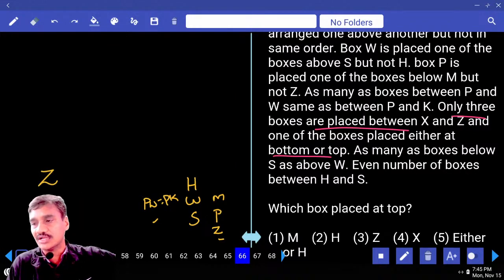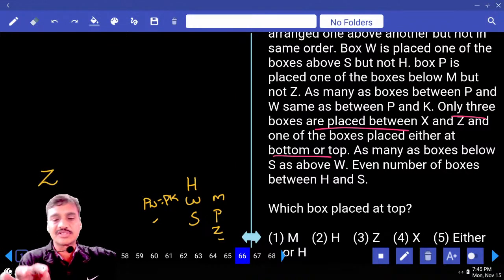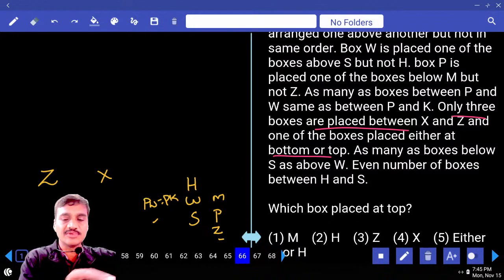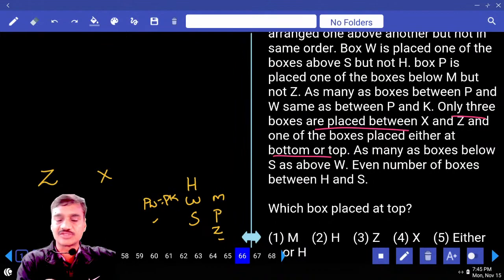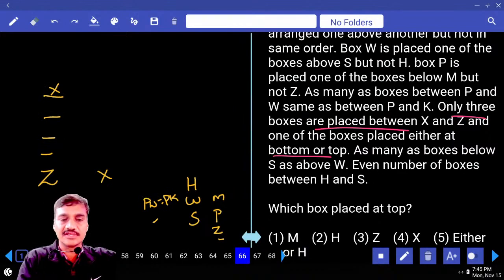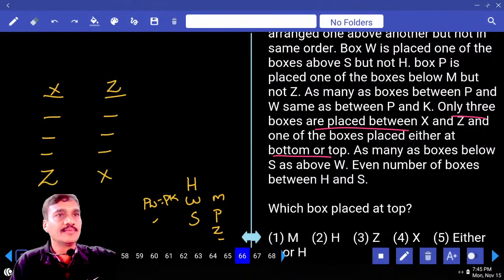Either Z is at the bottom or X can be at the bottom. Isn't it? Now in the first case I have taken Z is at the bottom or X is at the bottom. If Z is at the bottom here, now in between Z and X, how many are there? There are 3 boxes. 1, 2, 3. Now this will be X. 3 boxes between Z and X. Here again 1, 2, 3. Now Z will be here. Is that fine? Z and X, we have taken that information.